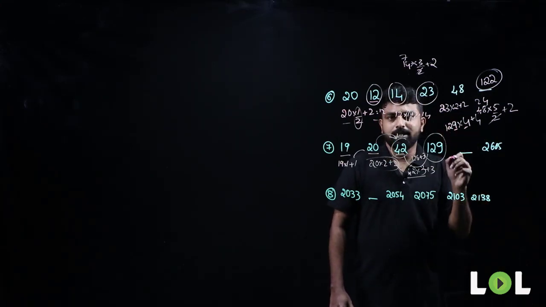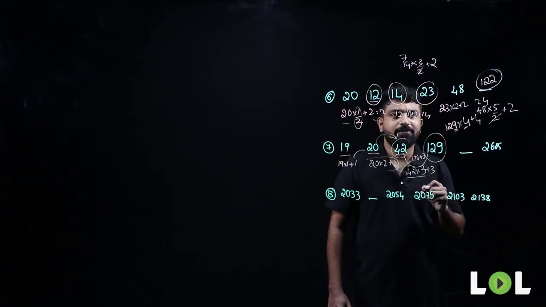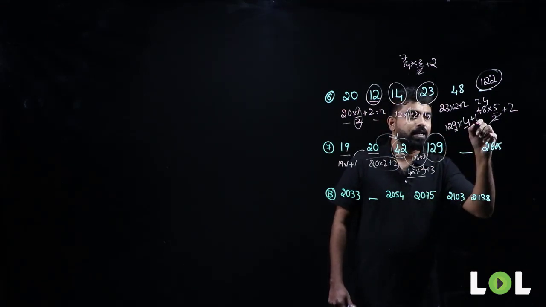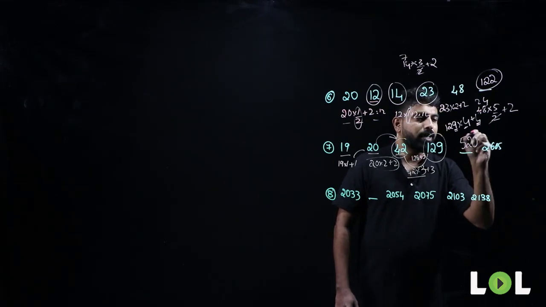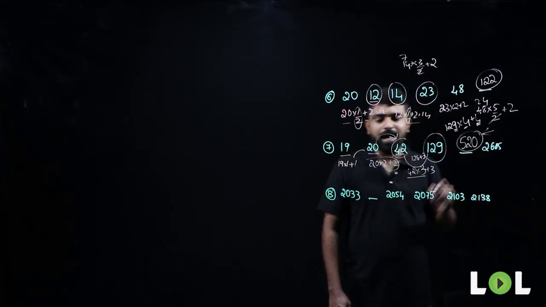9 into 4 gives me 36. 480 plus 36 gives me 516. 516 plus 4 gives me 520. So my number here would be 520. Yes, this would be my final answer.